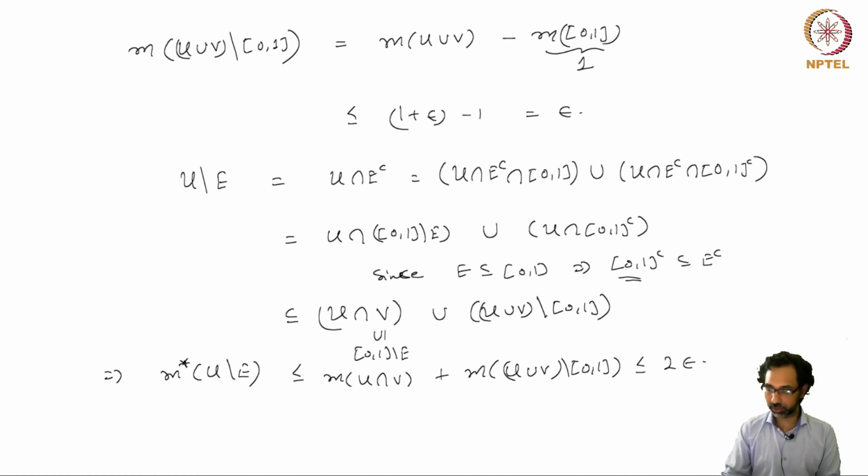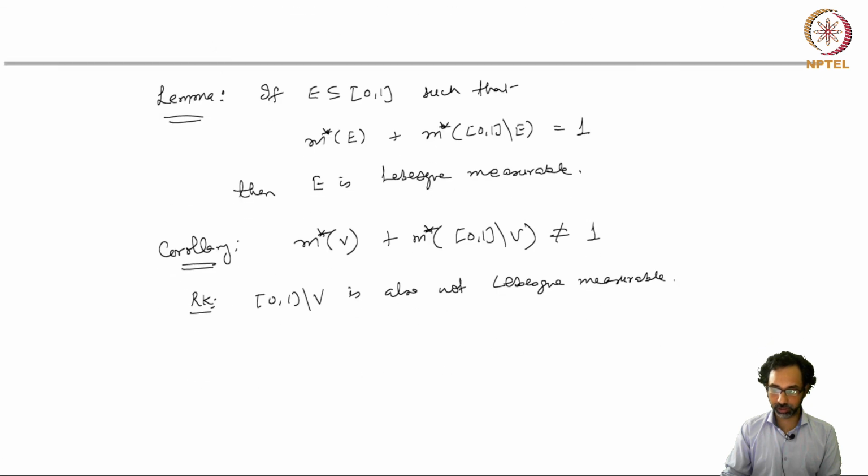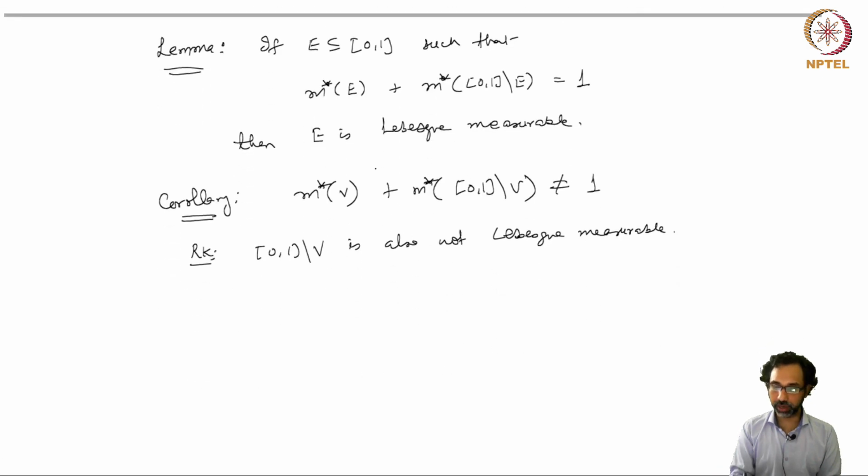So this finishes the proof that the finite additivity property does not hold for this Vitali set, because if there was equality, then V would have been Lebesgue measurable, which we have seen is not the case. So we have seen that for non-measurable sets, finite additivity fails to hold.